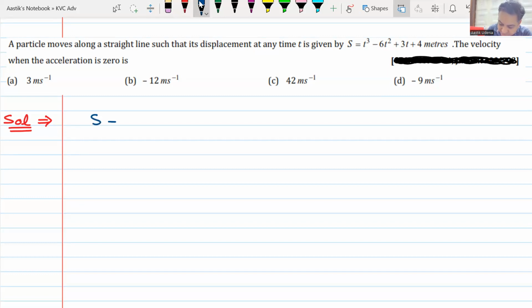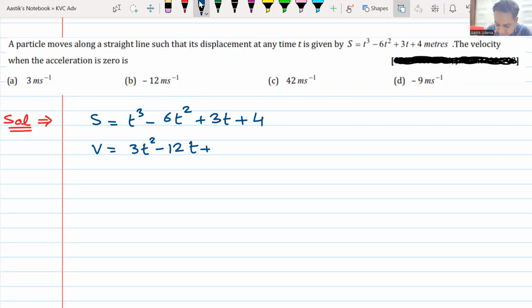So displacement, or S, as a function of time is given as t cube minus 6t square plus 3t plus 4. First of all, I will find velocity by differentiating it once. So when I differentiate it once, it will be 3t square minus 12t plus 3. Yes or no? We all understand this? Raise hands will give me more confidence. Everyone understands this?